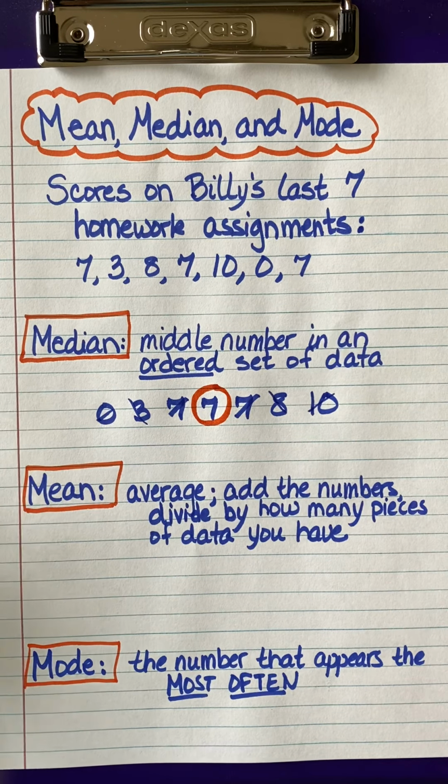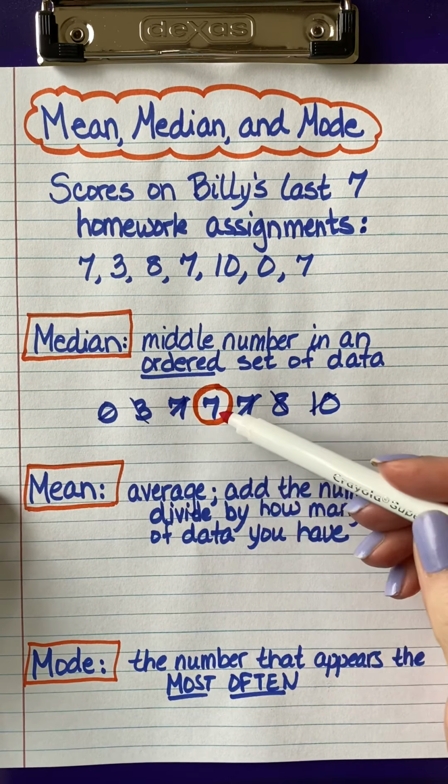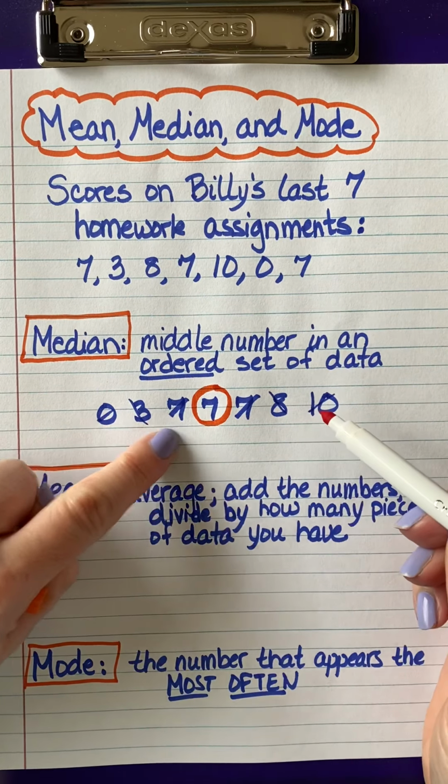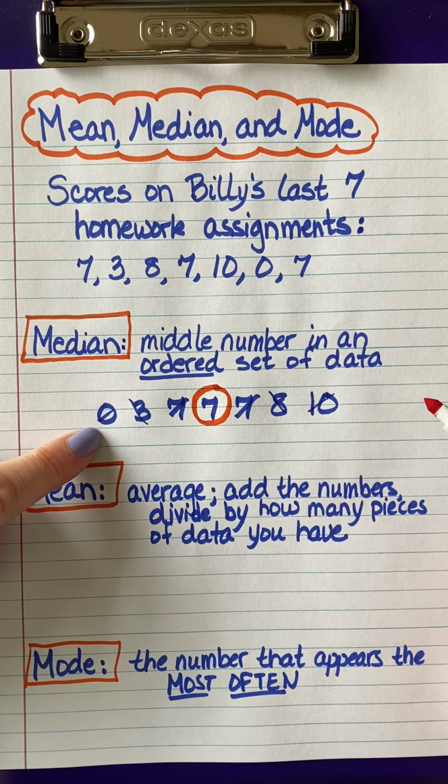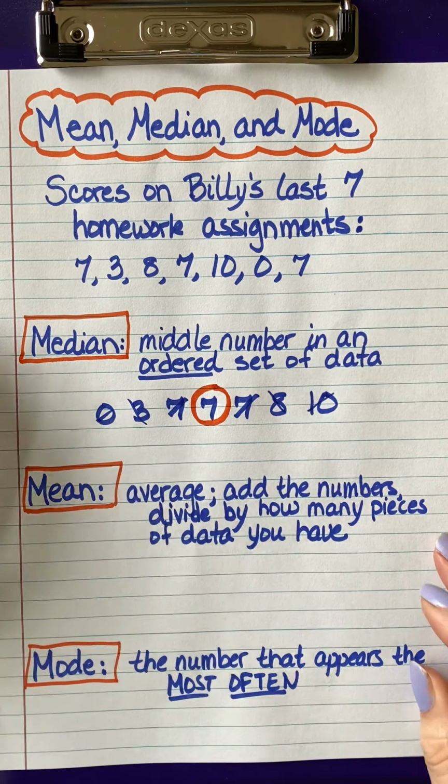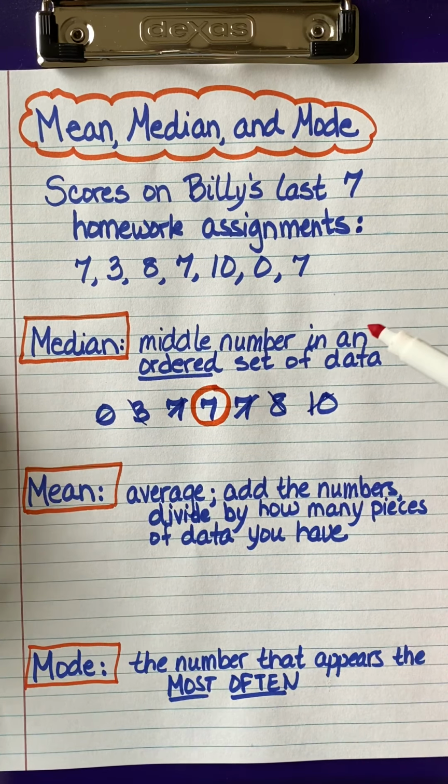Also, if you're thinking about it, what's the middle of 7? Well, you could count in 1, 2, 3, 4. There's 3 numbers lower than that, 3 numbers higher than that. That's another way of thinking through the median. So median's the middle number in an ordered set of data.